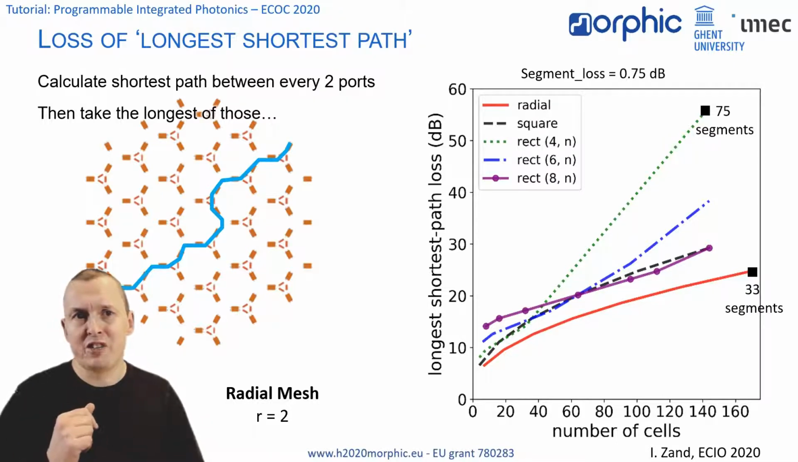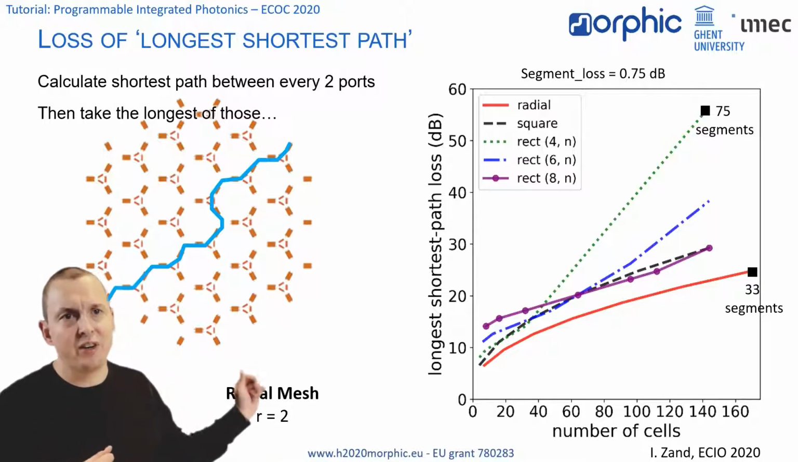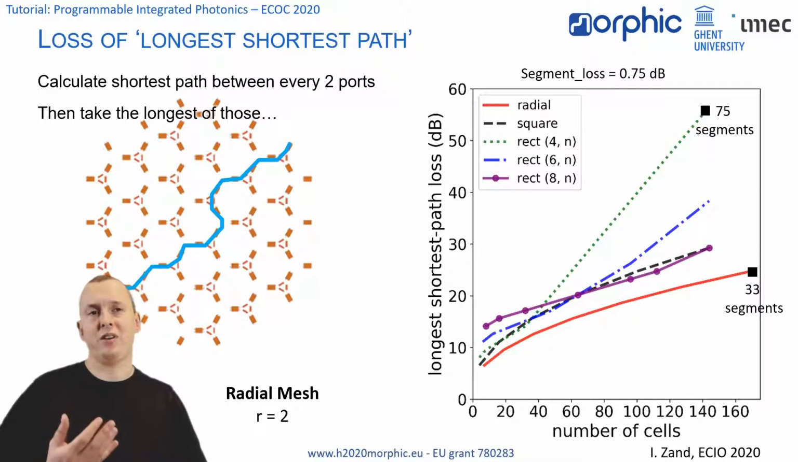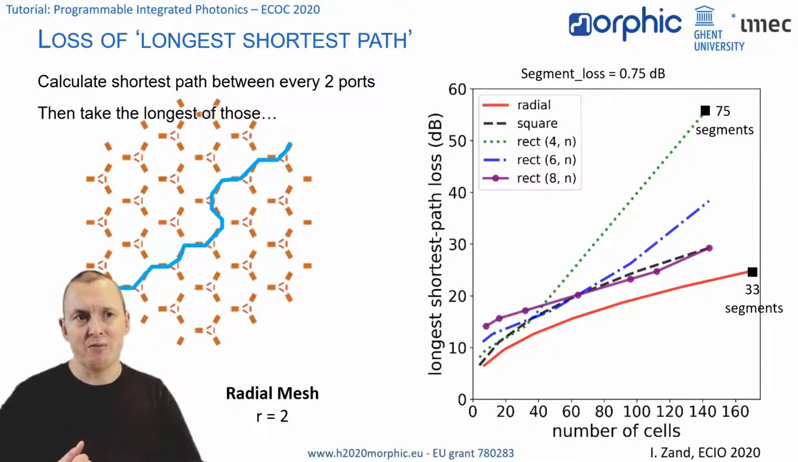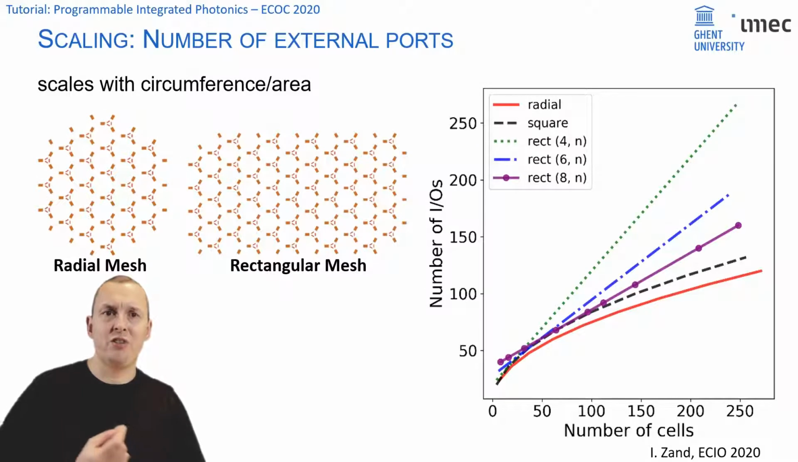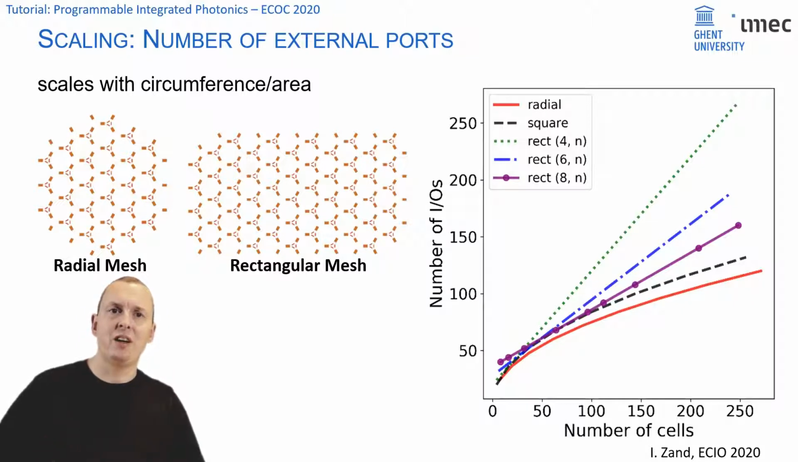Different mesh configurations will scale in a different way. So the radial mesh, which is indicated in red in this graph, has the lowest loss accumulation if you start growing the mesh. While a rectangular mesh with a fixed dimension on one side will have, instead of a square root like accumulation, a linear type of accumulation, which is much more severe. If you look, on the other hand, at the number of external ports, then you see that a rectangular mesh gets more external ports. So if you want to have a mesh with a lot of ports to manipulate, then a rectangular mesh might be more attractive.